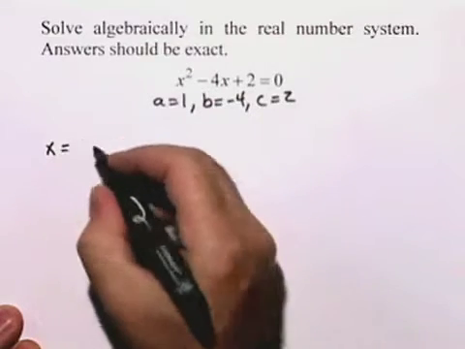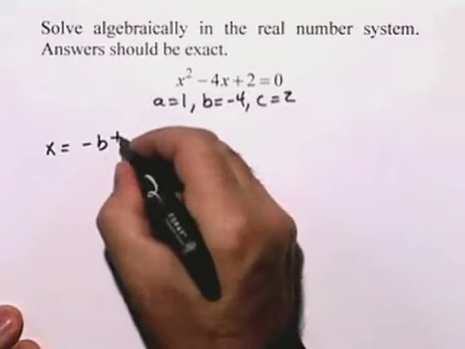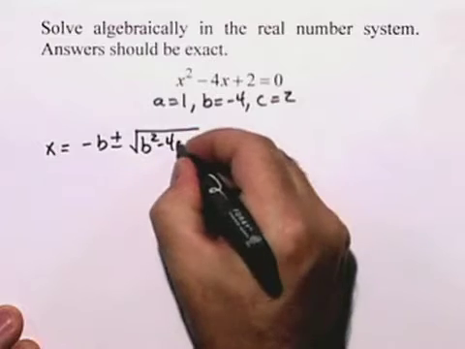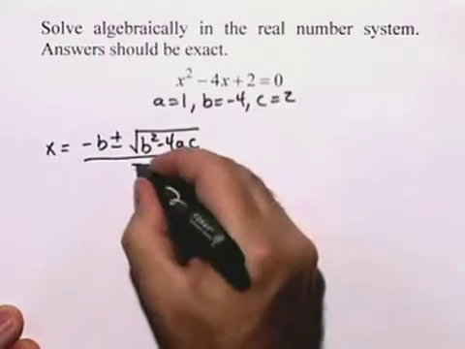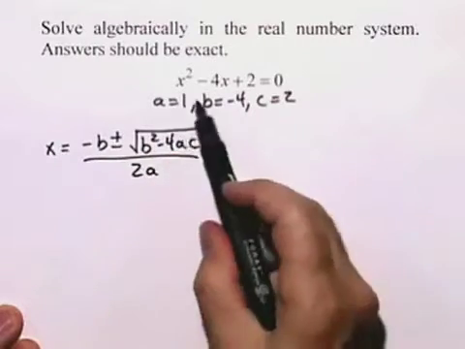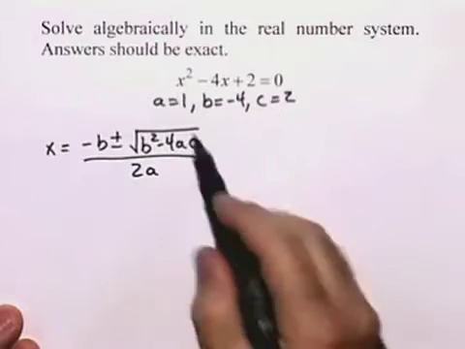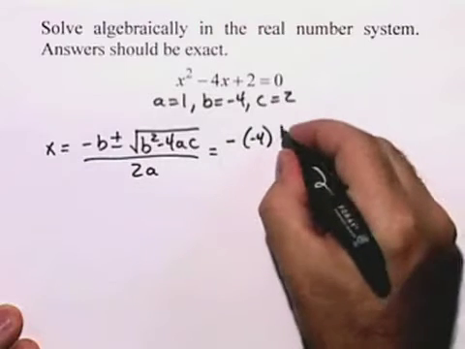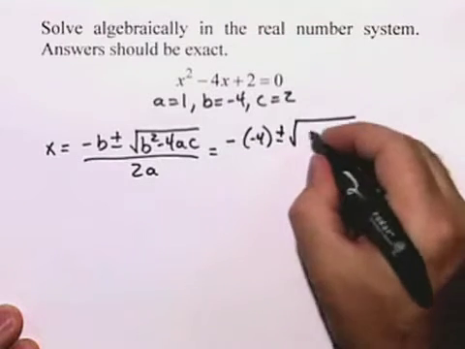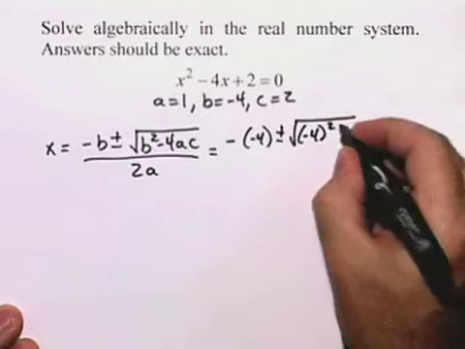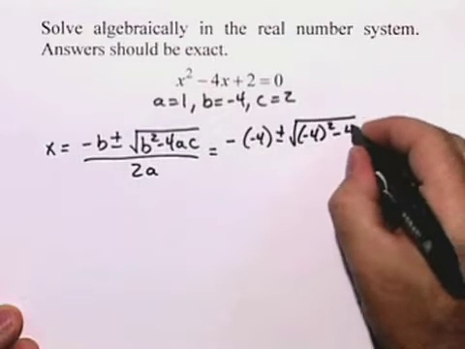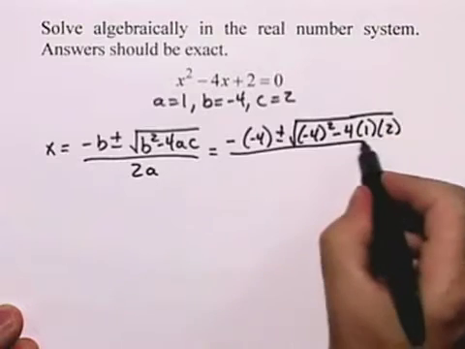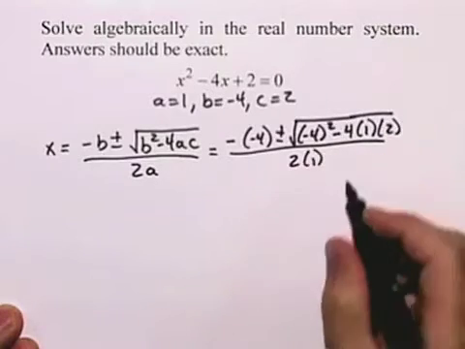Our quadratic formula, x is -b plus or minus the square root of b squared minus 4ac all over 2a. Now we just need to plug in our values for a, b, and c into our quadratic formula. We get -4 plus or minus the square root of (-4) squared minus 4 times 1 times 2, and then all of that is over 2 times 1.